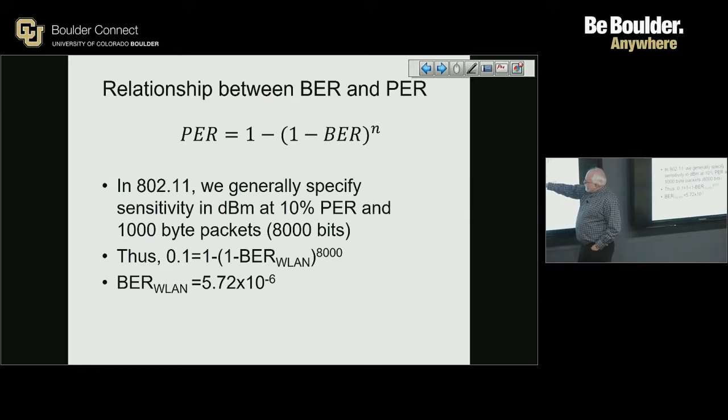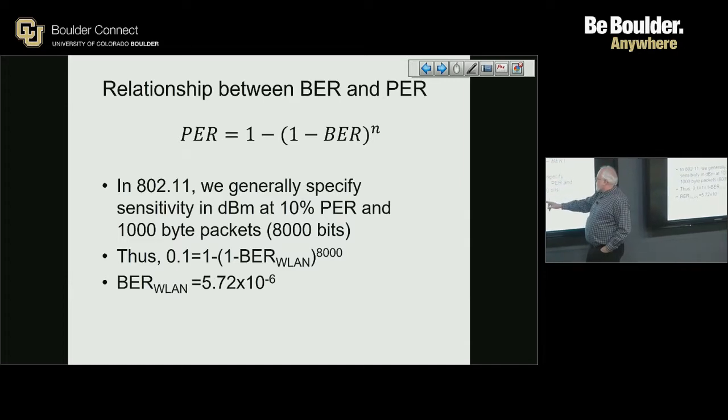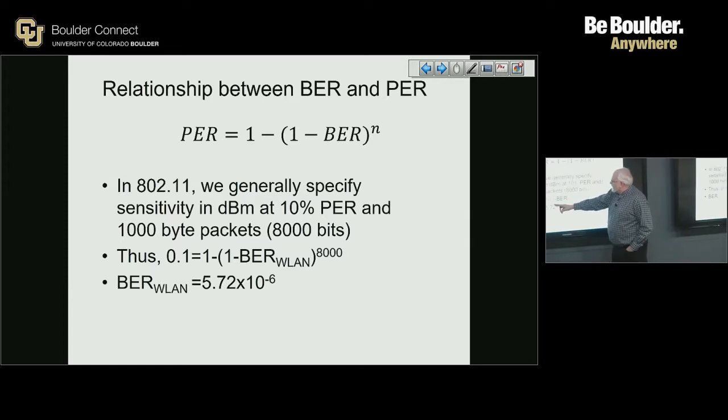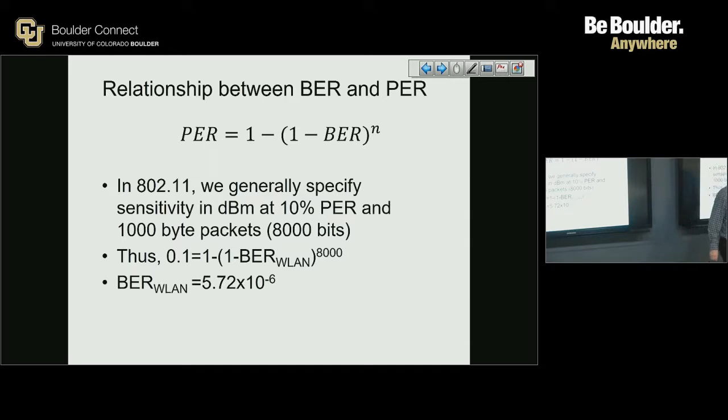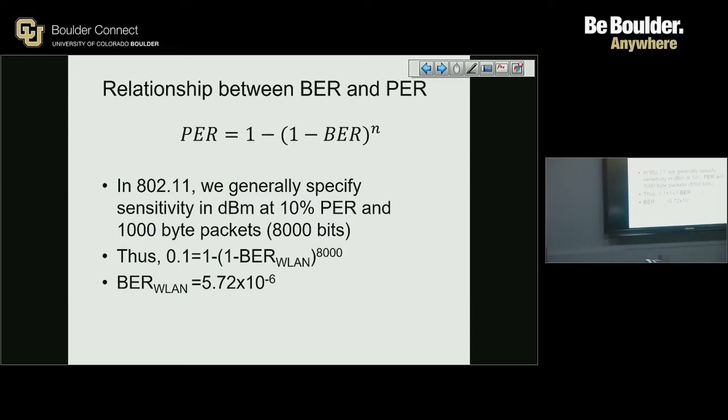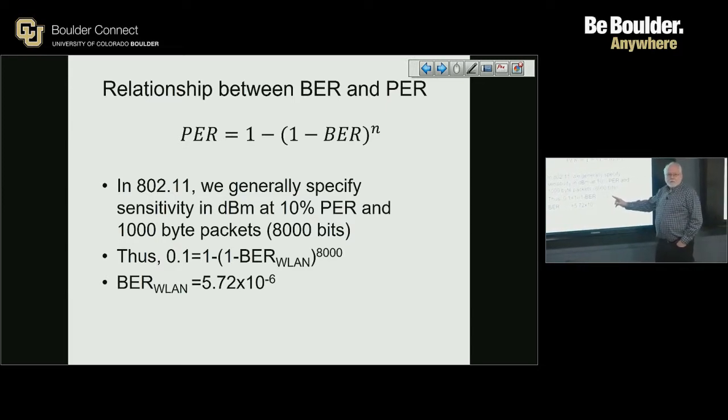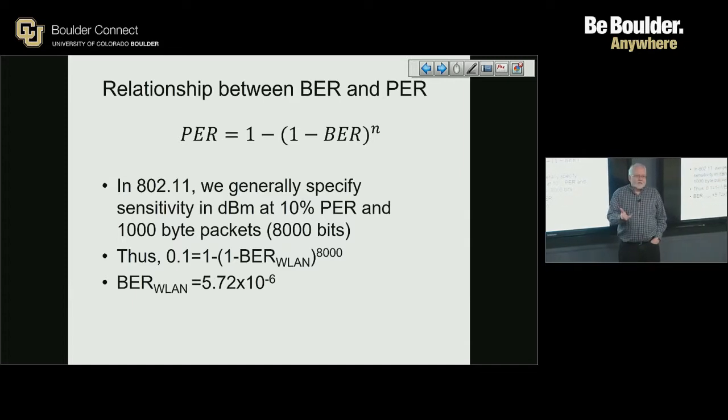So for that case in 802.11, if we say 10% packet error rate, what does that equate to in terms of BER? 10% packet error rate is 0.1, and if we plug it into this formula with 8,000 bits and rearrange, that works out to about a 5 times 10 to the minus 6 bit error rate. So 10% packet error rate sounds pretty bad, but it's for 1,000 bytes, so it's 8,000 bits. If just 1 bit is bad out of those 8,000, then the whole packet's corrupted, right?